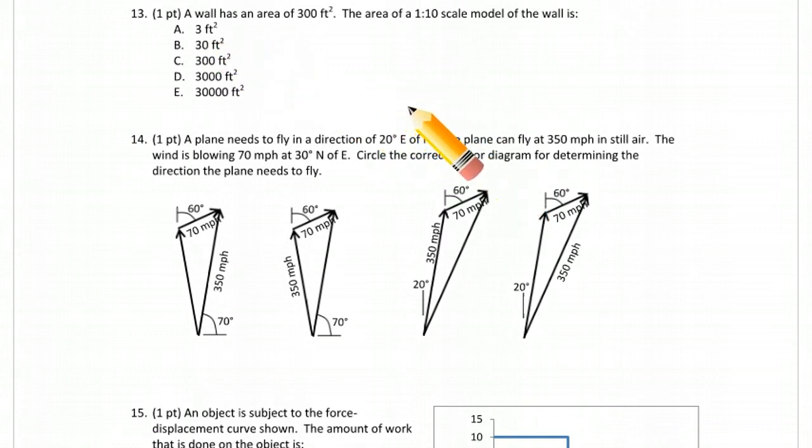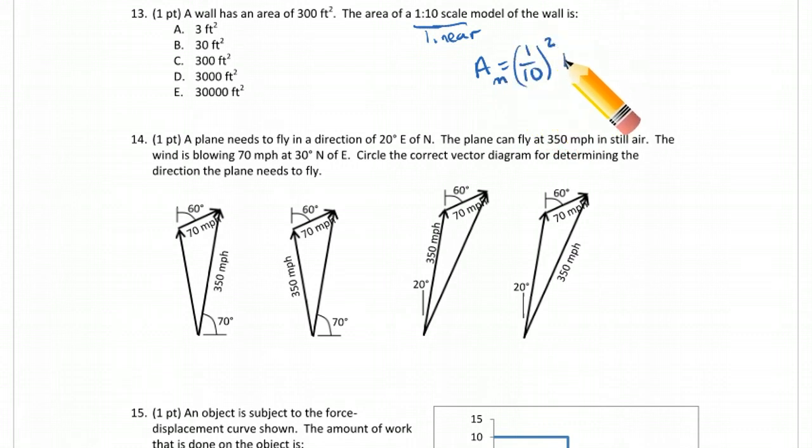Number 13, we're given a wall with an area of 300 square feet, and we want the area of a 1/10 scale model of the wall. Key point here is that this is a linear scale. We've always given scales in terms of the linear values, so we're getting 10 times smaller. So the area is going to be 1/10 squared the area of the actual thing.